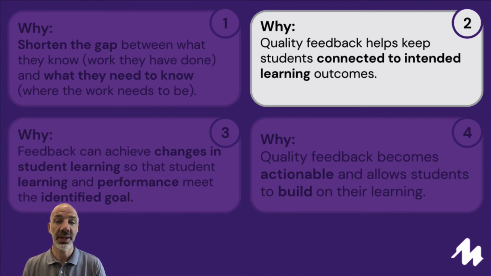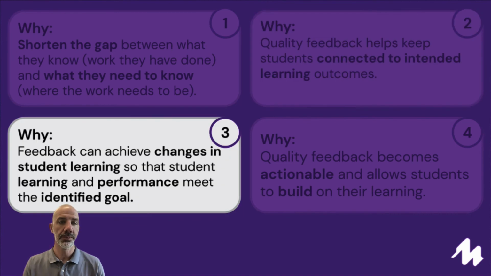Why number 2? Quality feedback helps keep students connected to intended learning outcomes. Now, one of the things we have to do is create a really clear goal or outcome that our feedback can be targeted towards and built towards getting students moving closer to. Without a clear outcome, the feedback will be vague and not really actionable. But if we can have a clear outcome, and we can create quality feedback that keeps them moving towards that goal, then it's a meaningful process for the learner.